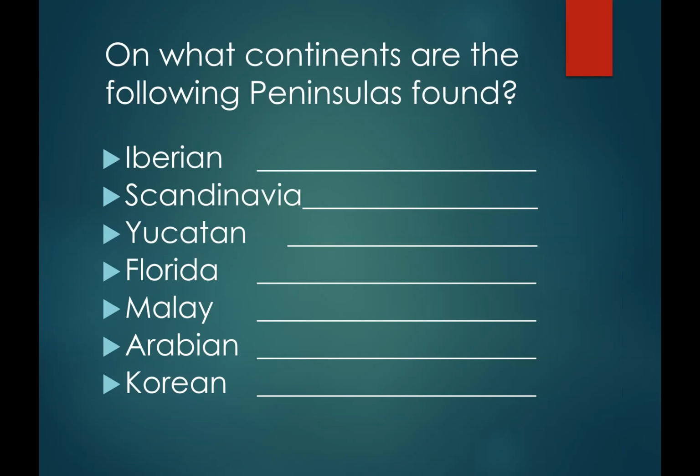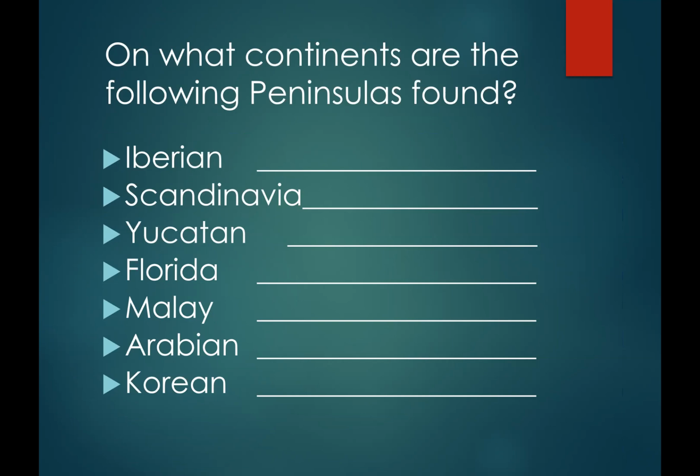I repeat the assignment for those persons who may just be joining us. I want you to take your writing book and I need you to write this information. On what continents are the following peninsulas located? Iberian Peninsula, Scandinavia, Yucatan, Florida, Malay, Arabian, and the Korean Peninsula.